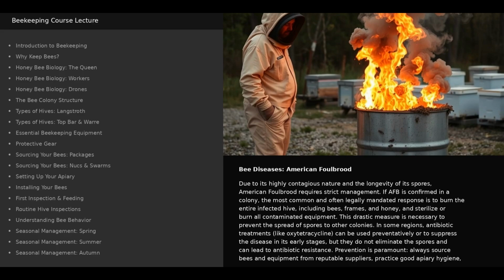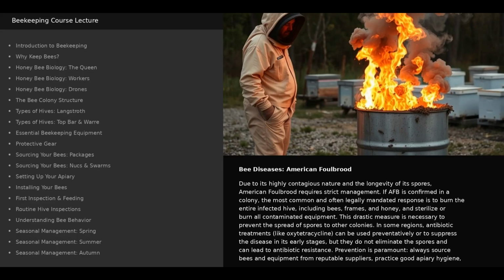This drastic measure is necessary to prevent the spread of spores to other colonies. In some regions, antibiotic treatments, like oxytetracycline, can be used preventatively or to suppress the disease in its early stages, but they do not eliminate the spores and can lead to antibiotic resistance.